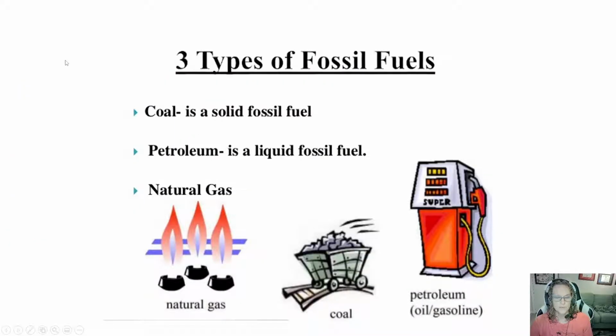Okay, so the three kinds: coal, oil, natural gas; solid, liquid, and gas. And we watched a video earlier on how these are formed. So remember, it takes a lot of heat, pressure, and time for this to form. That's why, again, they're not renewable. It takes too long for these all to form.